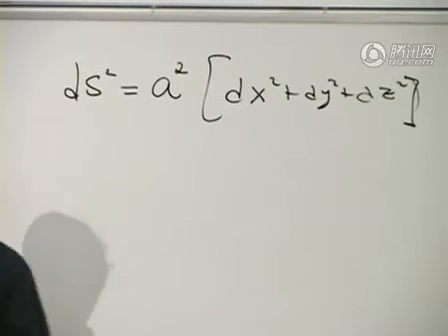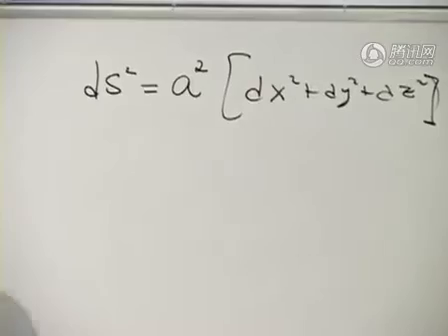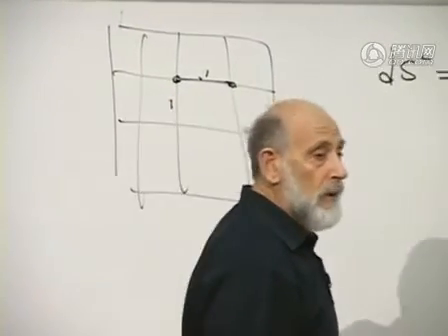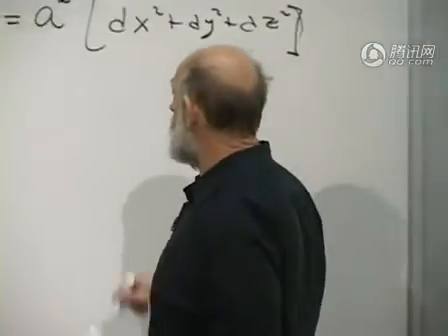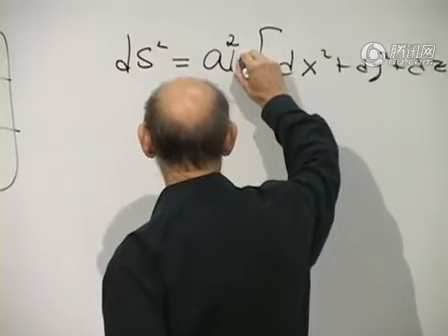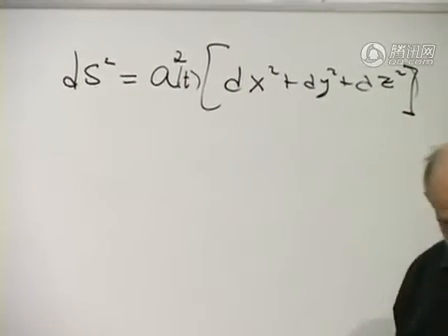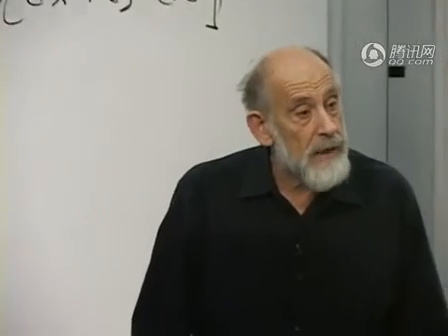Now, if the universe is expanding, then the distance between neighboring points on the grid will grow with time, and that means that a is now a function of time. a is a function of time, and that's the metric of space. That tells you the distance between points at a fixed instant of time.